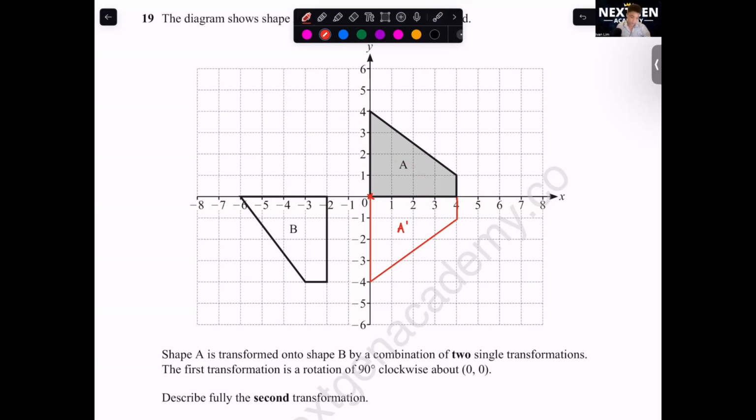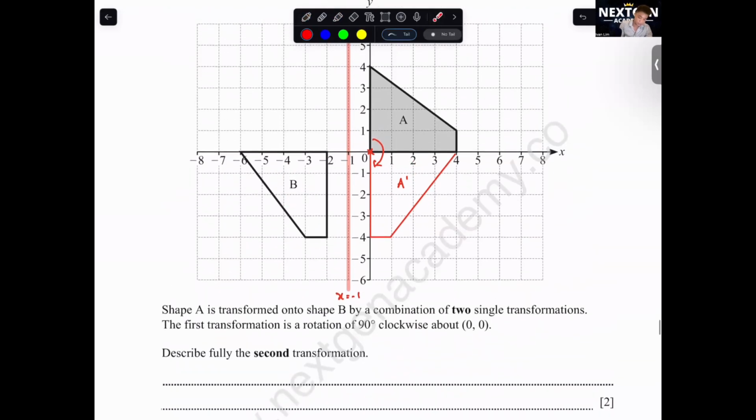I call it A prime. Actually, this doesn't look right. Hold on a minute, let me see. Actually, this is wrong. 90 degrees means this one will go here. Actually, it's like that. Sorry, I drew it wrong. Like this. Okay, this is your A prime, because it rotated like that. So based on this and this, can you all see? X equals -1 is the reflection line. So the transformation is a reflection at X equals -1. This is the working.